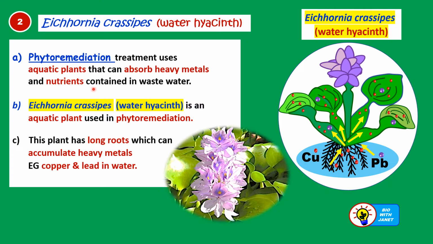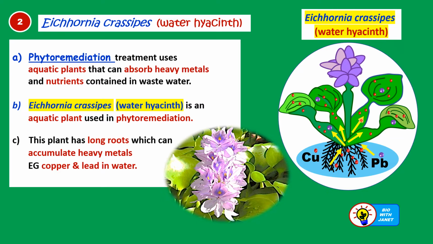Thus, this type of water has to be treated, and the heavy metals and nutrients have to be removed. So Eichhornia crassipes, or water hyacinth, is an aquatic plant that is used in phytoremediation because it has long roots that are very dense that can accumulate heavy metals such as copper and lead in the water. So it will take up this copper and lead into its plant body, in the leaves and the stem, and later on these plants have to be disposed of properly in a safe way.